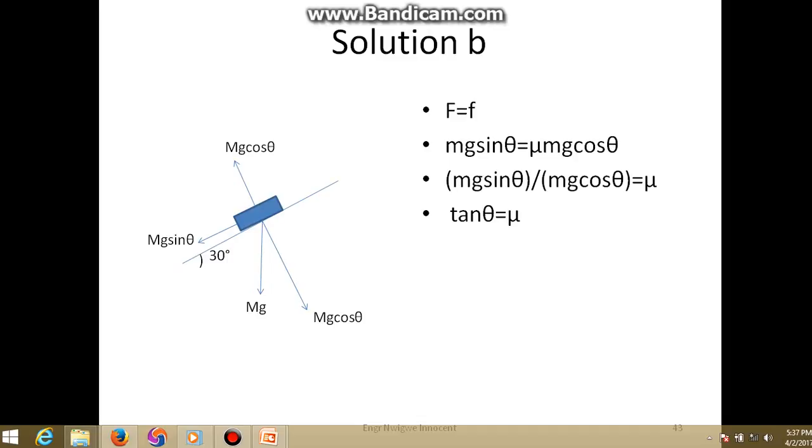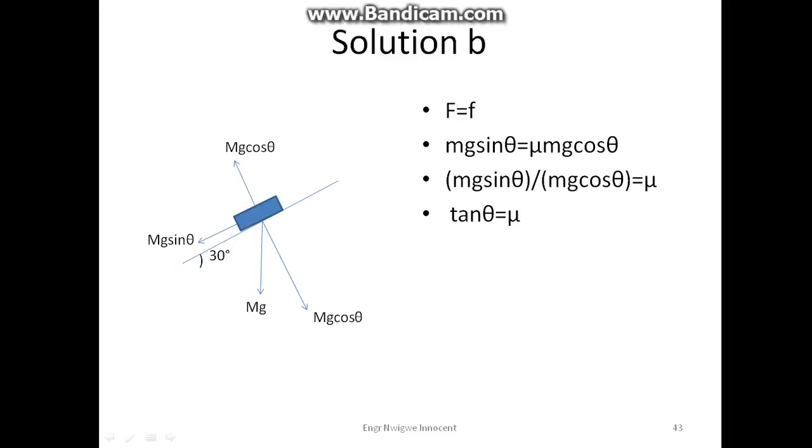Sine over cos is tan theta, which is equal to mu. Therefore, tan 30 is equal to mu, which means that mu, the coefficient of friction, is equal to 0.58.